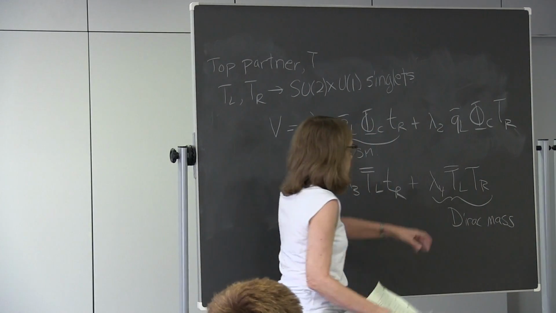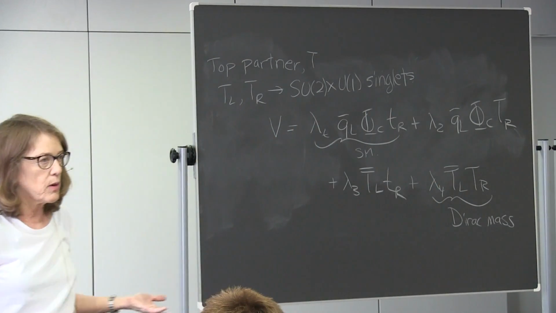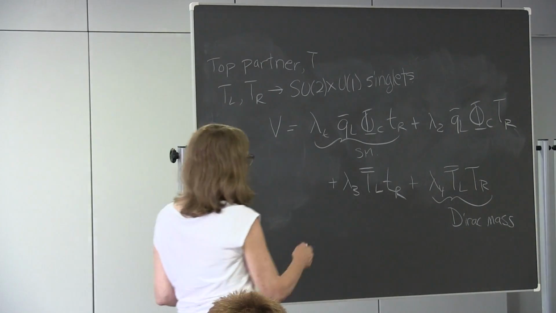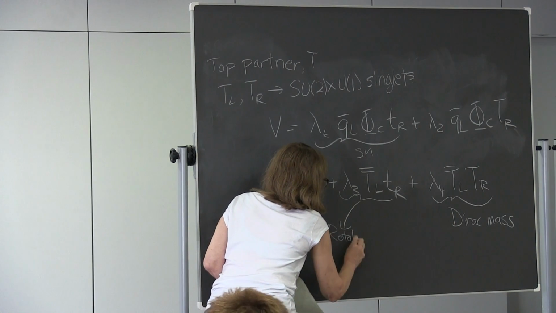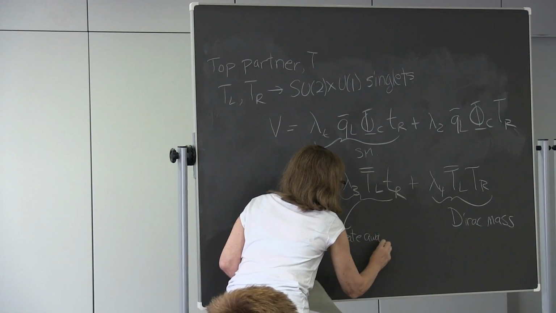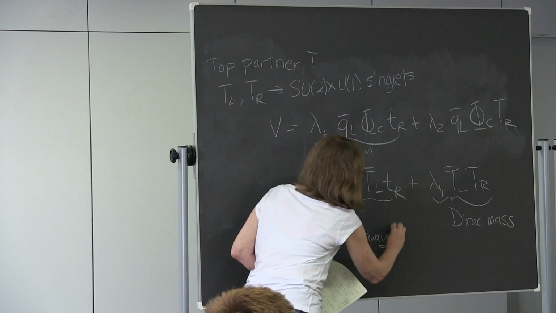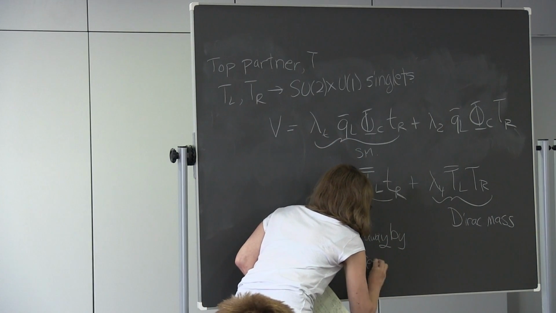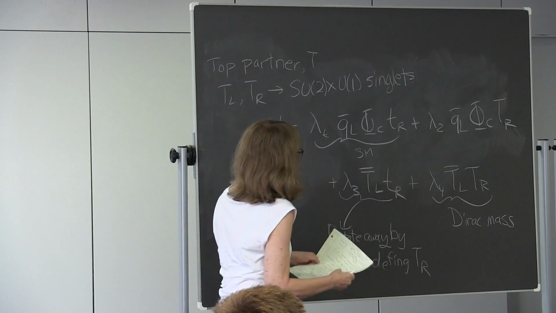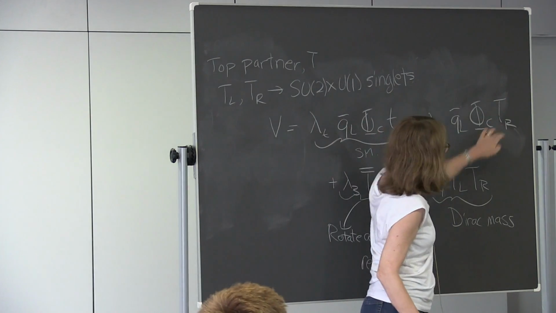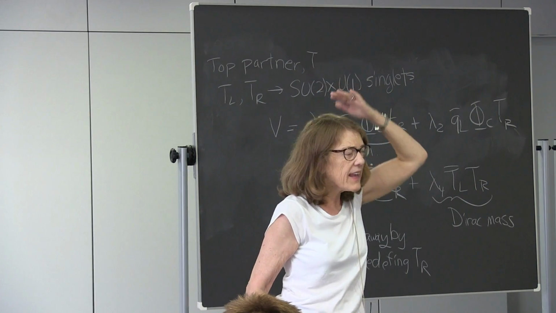Okay, so the Dirac mass of these vector-like quarks has nothing whatsoever to do with electroweak symmetry breaking. This guy you can actually rotate away, and you can rotate it away by redefining big T right. Oops, I'm too low, sorry. You should have stopped me. So you can redefine big T right here to rotate this term away. Yeah? What? I can't hear you.